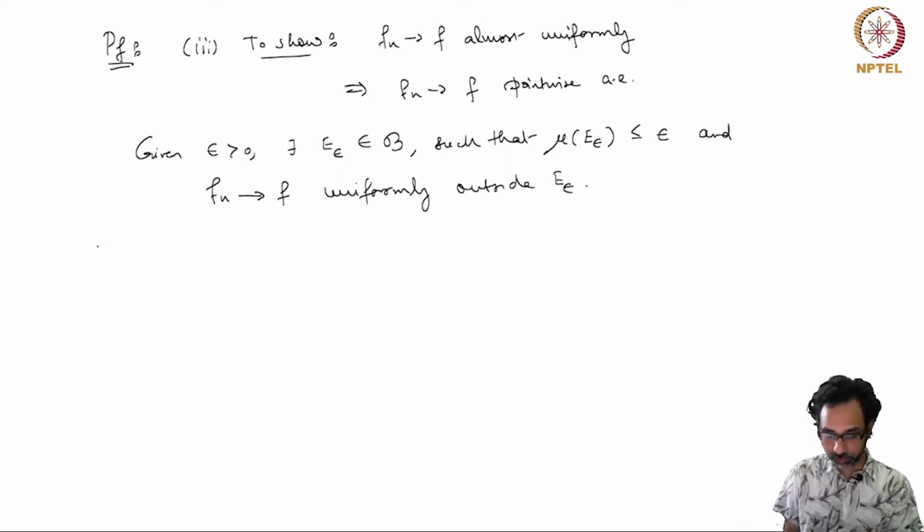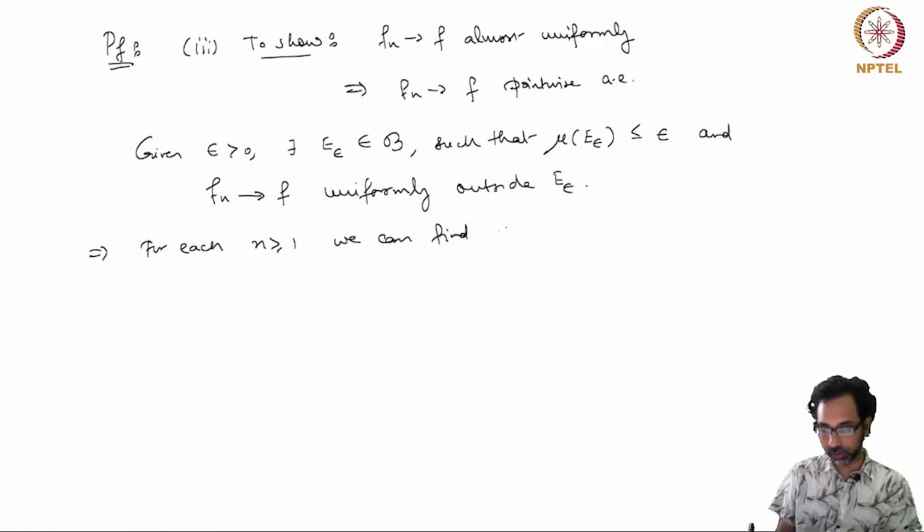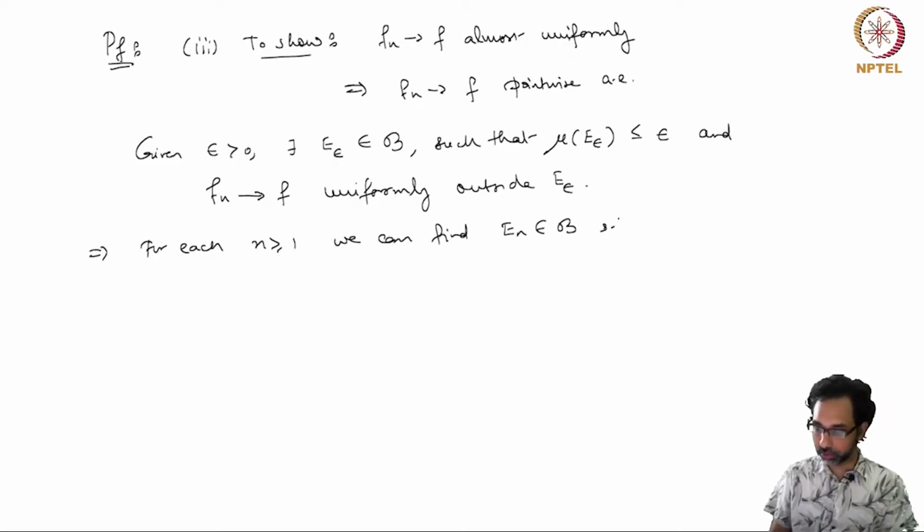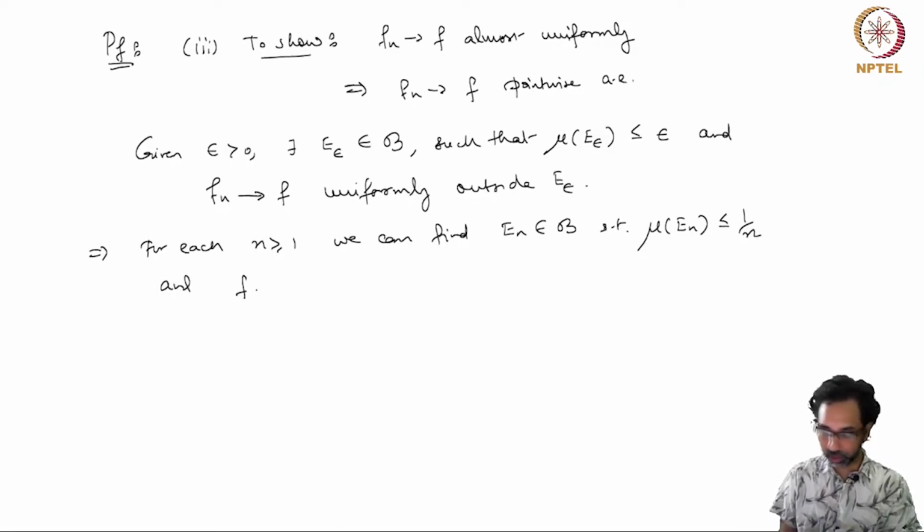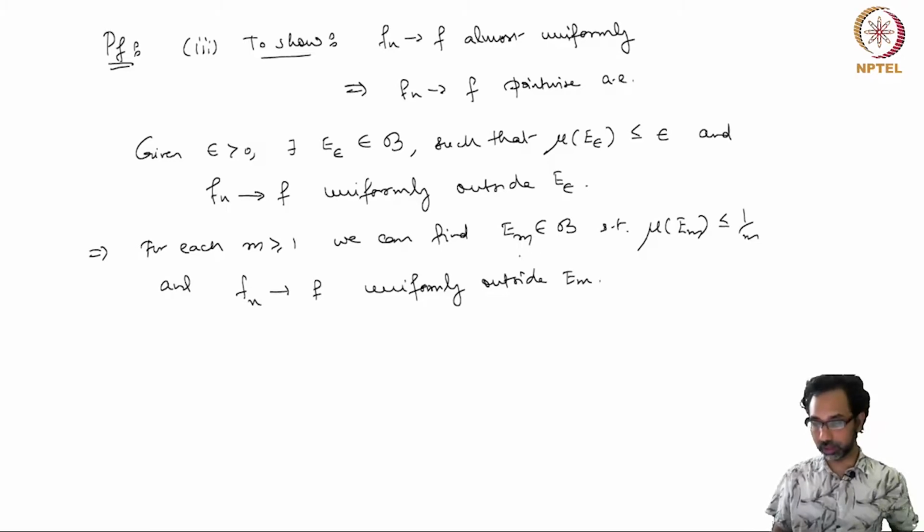So given this definition, for each n greater than or equal to 1, we can find a measurable set En such that the measure of En is less than or equal to 1 over n, and Fn converges to F. So let me write m rather than n, because I am using n for the sequence Fn: Em and 1 over m here. So Fn converges to F uniformly outside Em. So for each m, we have found a measurable set Em which has measure less than or equal to 1 over m, and Fn converges to F uniformly outside of Em.